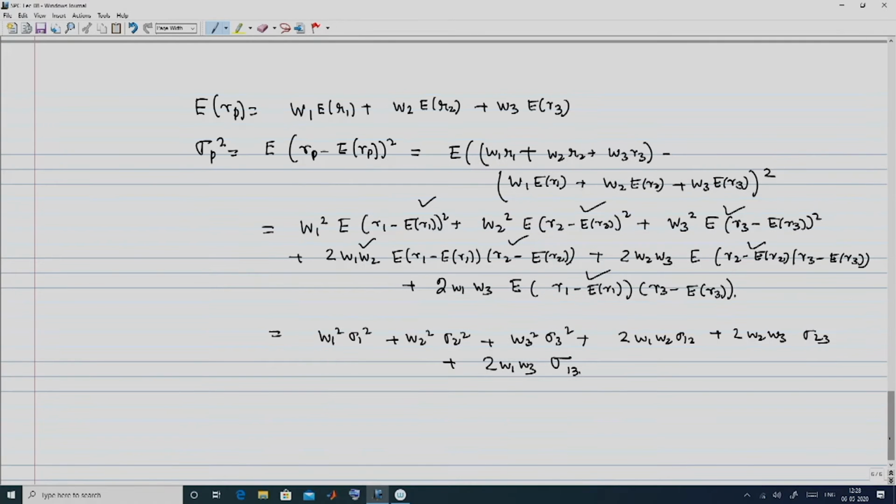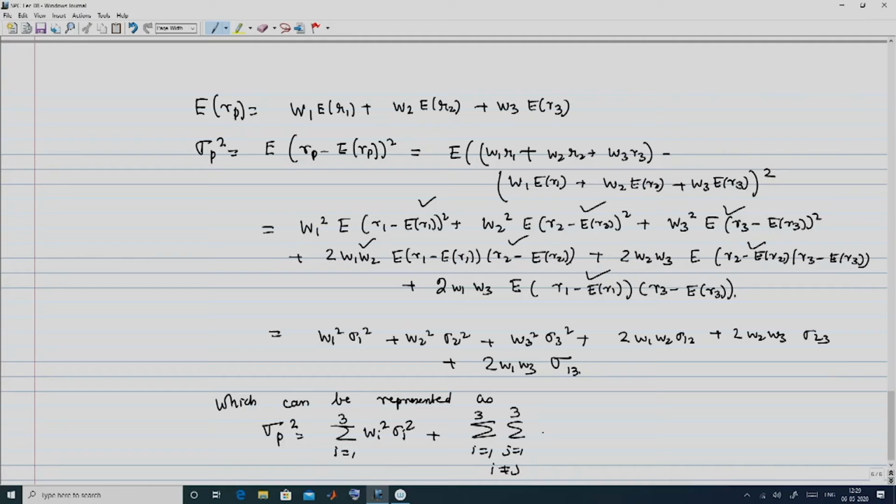All right. So, which can be represented as sigma p square is summation W i square sigma i square, i equal to 1 to 3, plus double summation i equal to 1 to 3, j equal to 1 to 3, i not equal to j, W i W j into sigma i j.